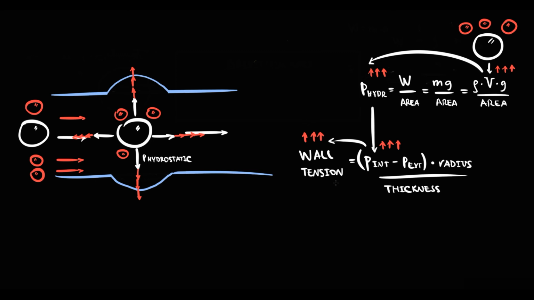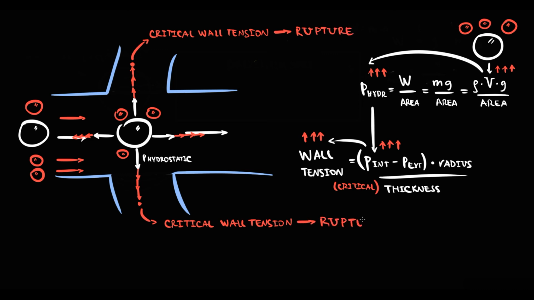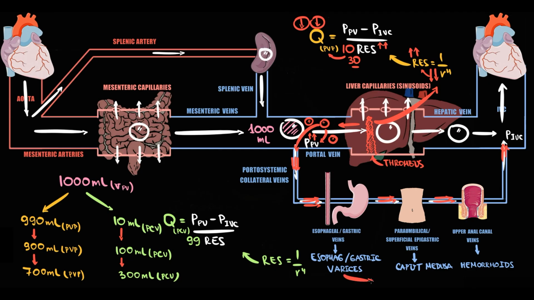When wall tension reaches a critical level, the force applied by hydrostatic pressure to the blood vessel wall will prevail over the ability of the vessel wall to distend. When this happens, critical wall tension causes rupture of the blood vessel. Rupture of the esophageal varices will cause upper GI bleeding. Rupture of hemorrhoids can cause lower GI bleeding.